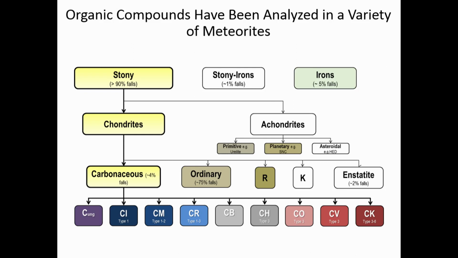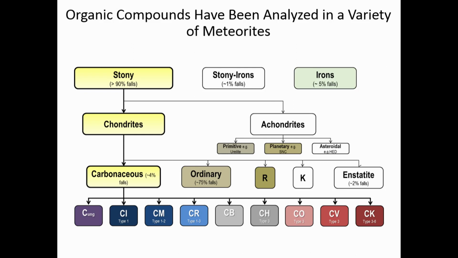And the ones that we focus on for organic analyses are the carbonaceous chondrites, which make up about 4% of meteorite falls and contain a few weight percent of carbon. So they have a higher abundance of carbon, a higher abundance of organic materials, organic compounds for us to study.